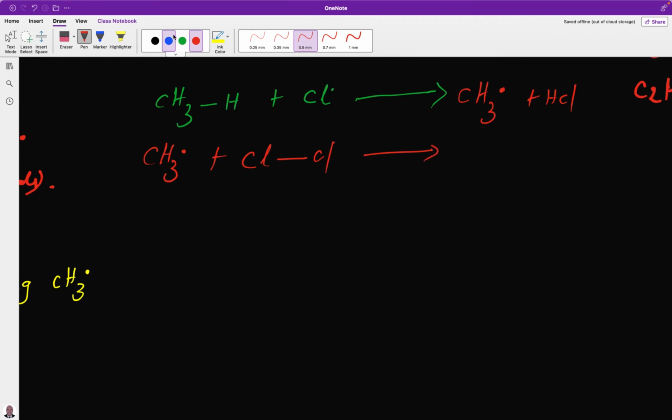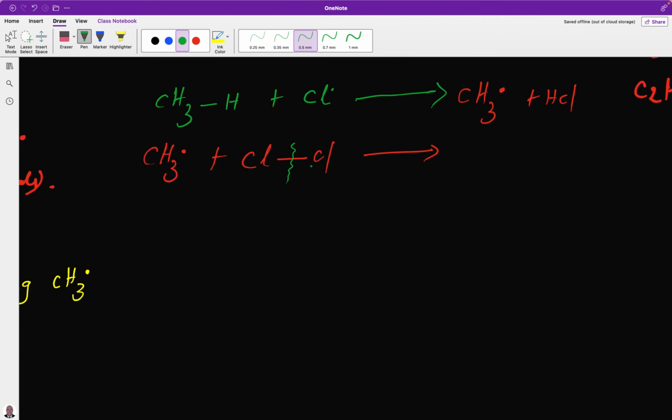And in this process, what happens? In this process, as I said, there is continuous homolytic fission, continuous homolytic fission under propagation. There must be homolytic fission. When there is a homolytic fission, one electron goes to one chlorine and one goes to the other chlorine.